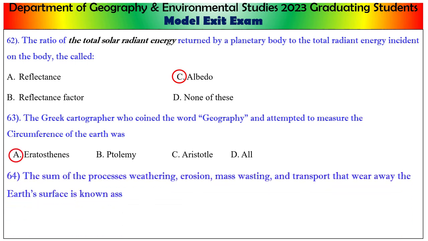Question number 64. The sum of the processes of weathering, erosion, mass wasting and transportation that wear away the earth's surface is known as blank. A. weathering, B. volcanism, C. landslide, D. denudation. Weathering is the gradual disintegration of rocks into smaller pieces, and we have three types of weathering. The first one is physical weathering, the second one is chemical, and the third one is biological weathering. So it is the wearing or gradual breaking down of rocks.